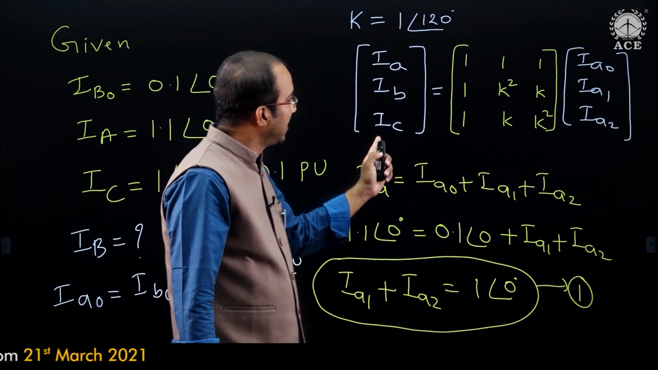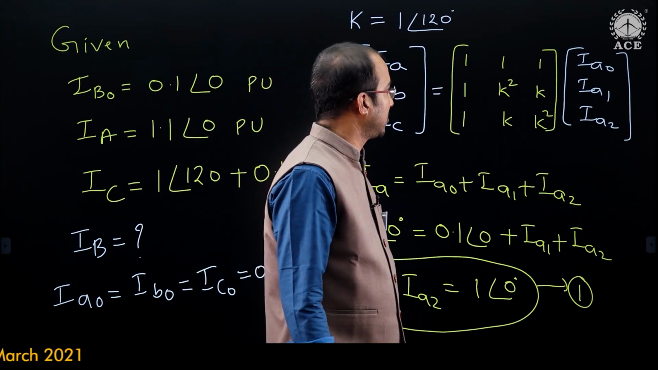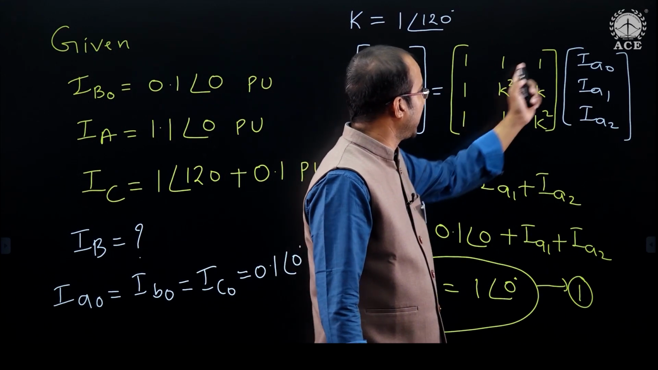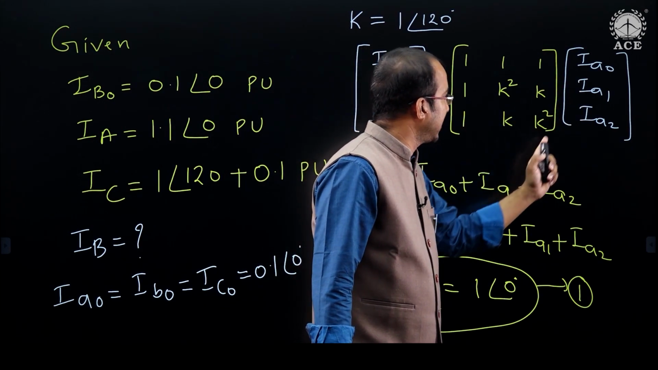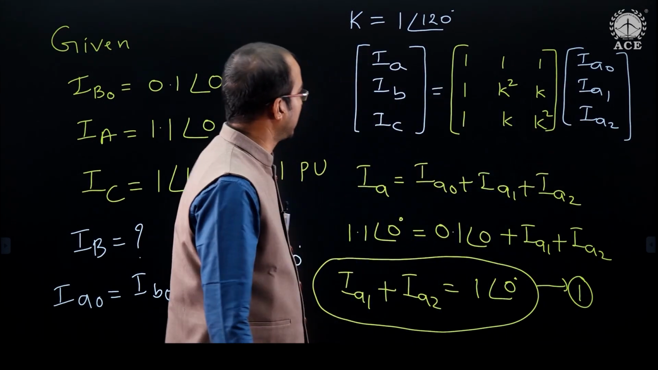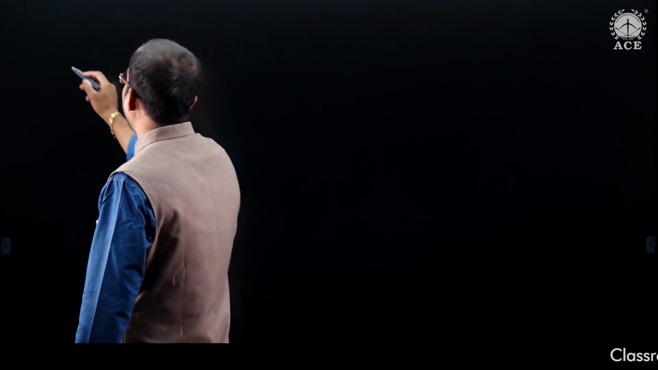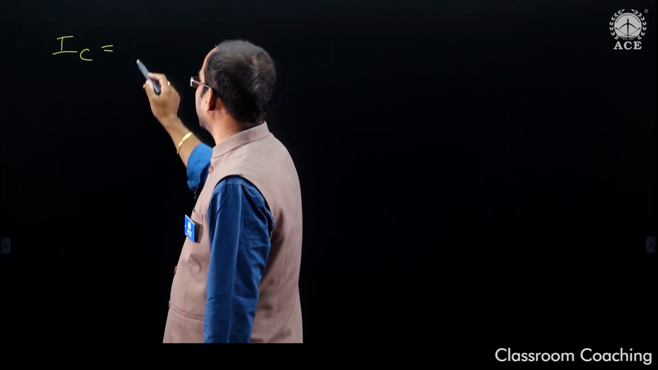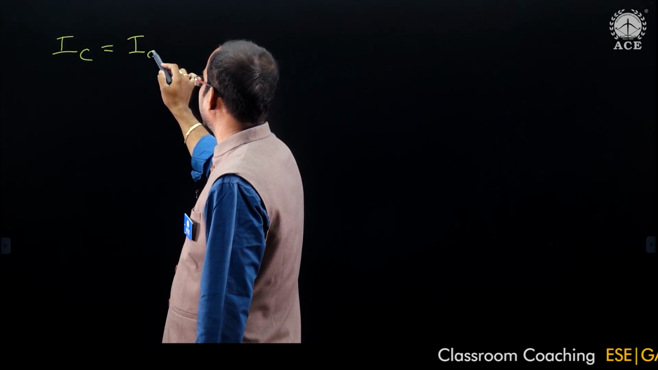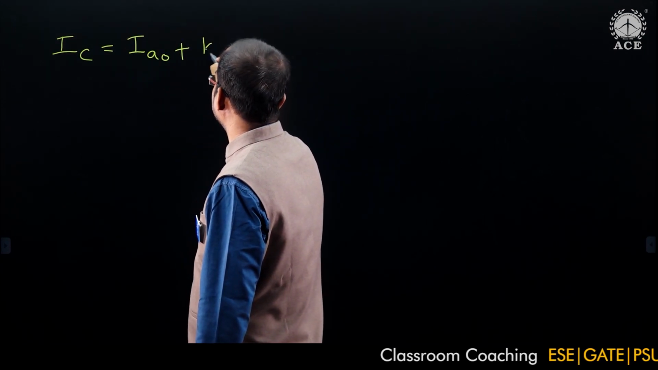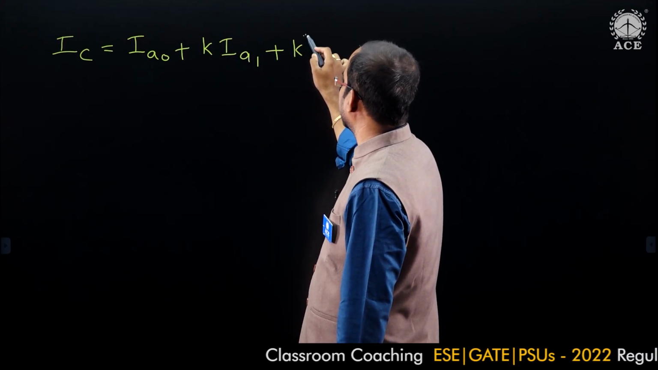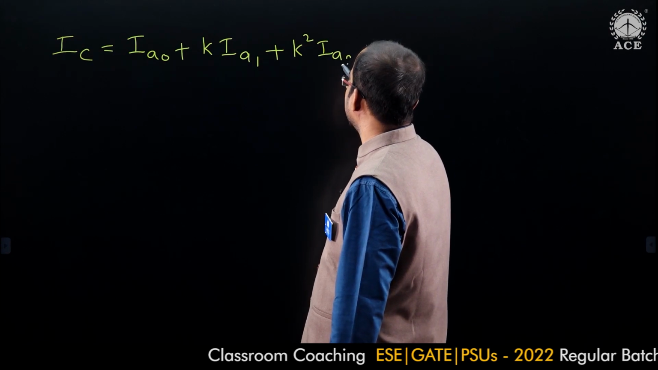So, we have formulated the equation for IA. Now, let us take the equation for IC also. IC can be written as 1 times IA naught, K times IA1, K square times IA2. So, we can write the value of IC as IA naught plus K times IA1 plus K square times IA2.